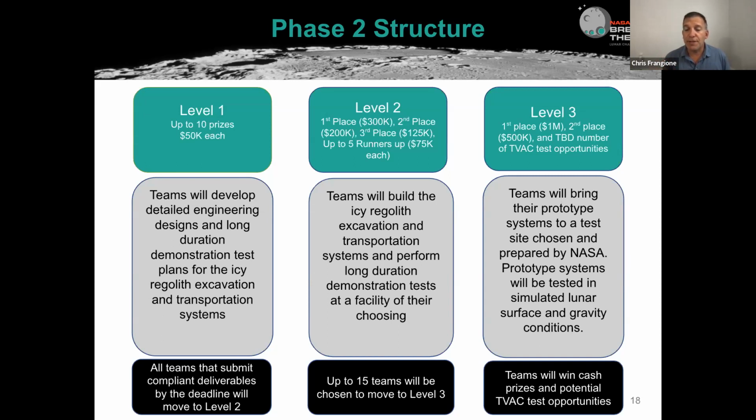And then level 3 is where you will bring your prototype to that NASA facility, and they'll be tested in simulated lunar surface and gravity conditions. Teams here will win cash prizes. And as I mentioned earlier, a limited number will also be provided the opportunity to test in a TVAC facility. Next slide.